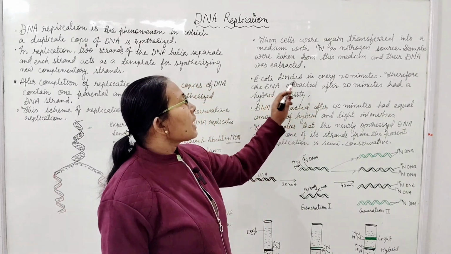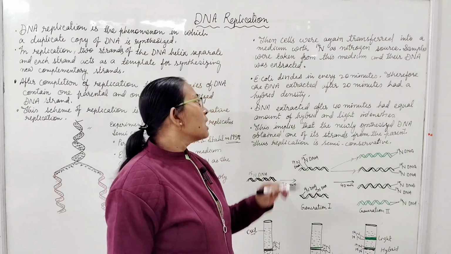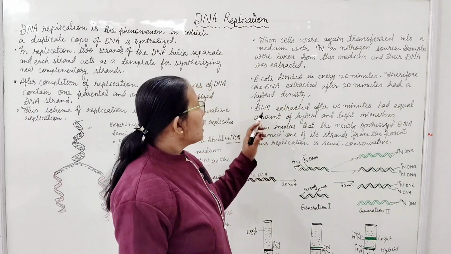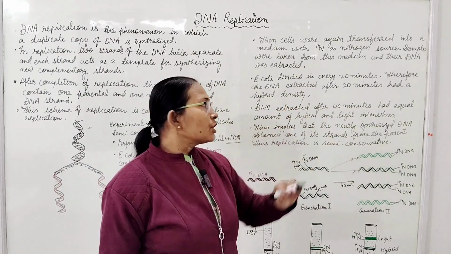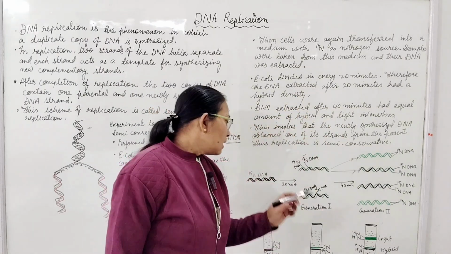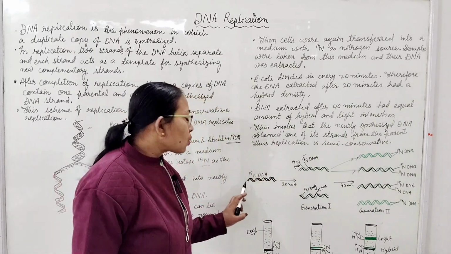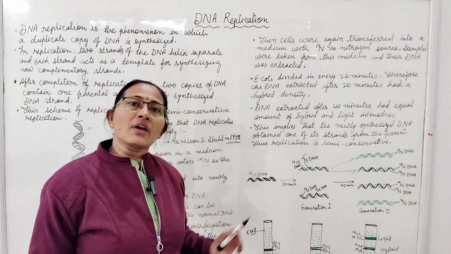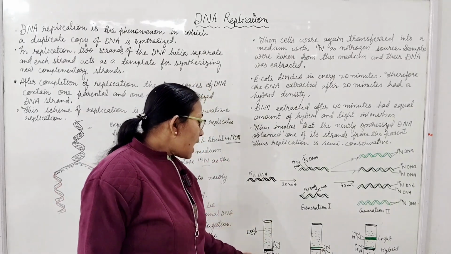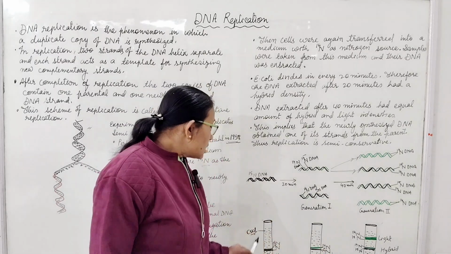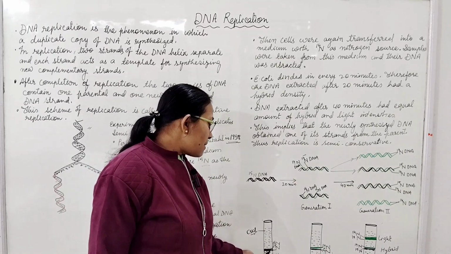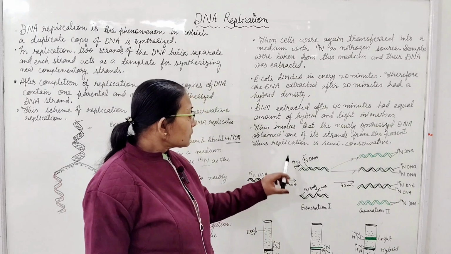So, DNA extracted after 20 minutes had hybrid DNA. DNA extracted after 40 minutes had an equal amount of hybrid and light DNA. The DNA grown in the N15 medium, the heavy isotope nitrogen-containing medium, was found as heavy DNA in the cesium chloride. The heavy DNA bands formed here.